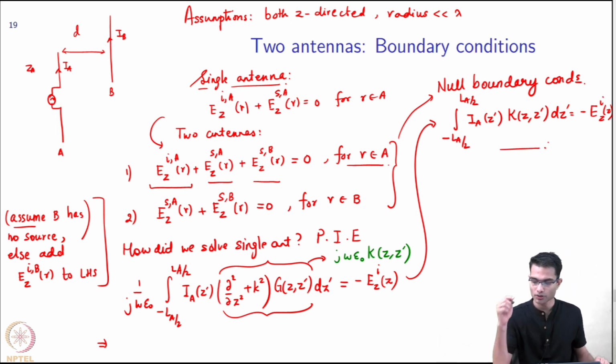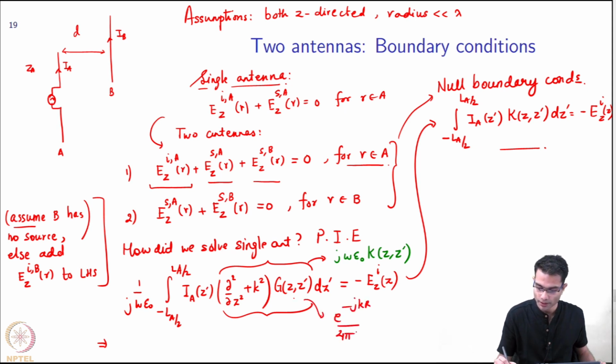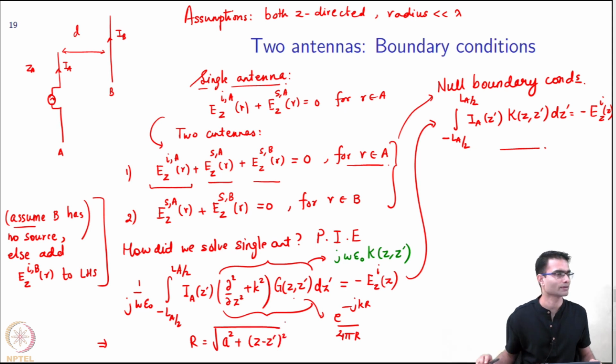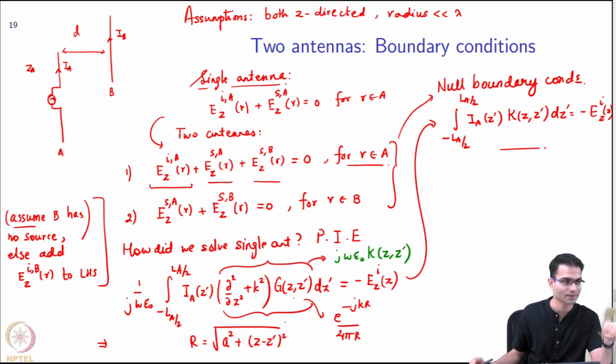And here, what kind of terms did my G have? It was e to the minus j k r by 4 pi r, and r was of the form square root of a squared plus (z minus z') squared. We have already seen this before, right? So, it is a function of z and z'. Now, we go to the case of the integral equations for two elements, right.